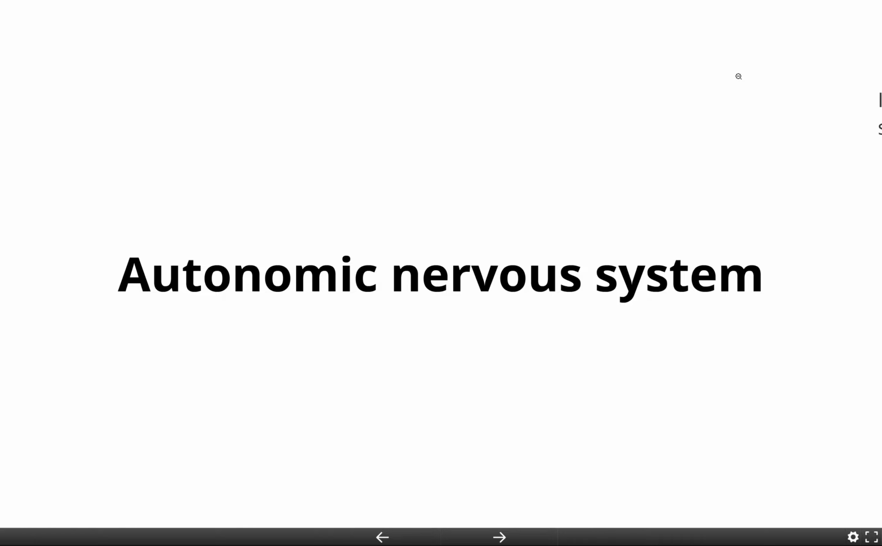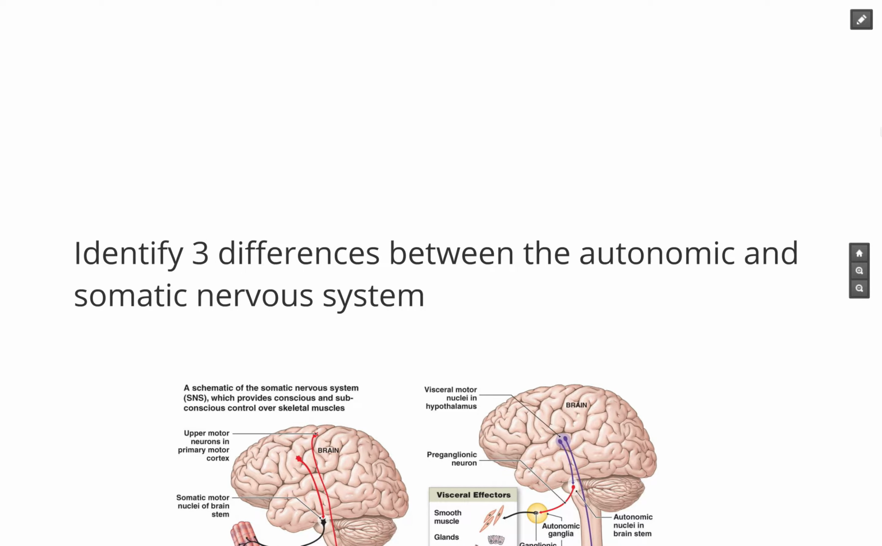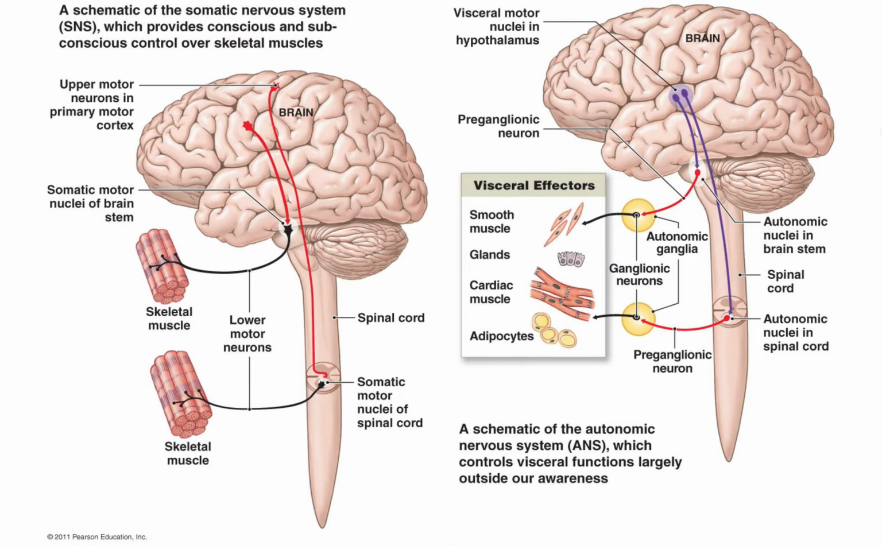Welcome to the movie for the autonomic nervous system. We have some questions. First, we're supposed to identify three differences between the autonomic and the somatic nervous system.